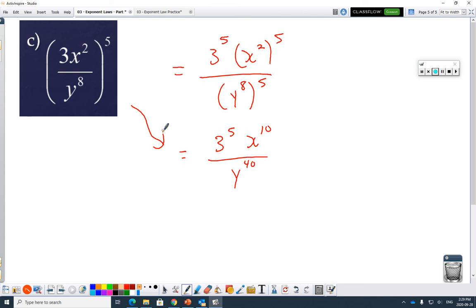You don't like it? Stick to this. This is probably the superior way to do it, but it doesn't work for everyone's brain. And then 3 to the power 5, decision to make. Is 3 to the power 5 too big to write down? 3 exponent 5, I get 243. No, there's no way that's too big. So I get 243 x10 over y40.